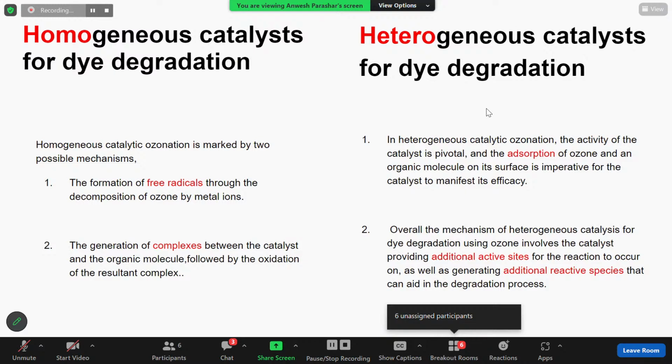In the case of heterogeneous catalytic ozonation, the activity of the catalyst is very pivotal, and the adsorption of ozone and organic molecules on its surface is imperative for the catalyst to manifest its efficacy. Overall, the mechanism of heterogeneous catalysis for dye degradation using ozone involves the catalyst providing additional active sites and additional reactive species. This is the most prominent mechanism that can aid in the degradation process.